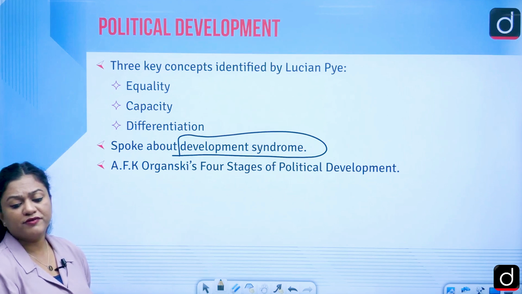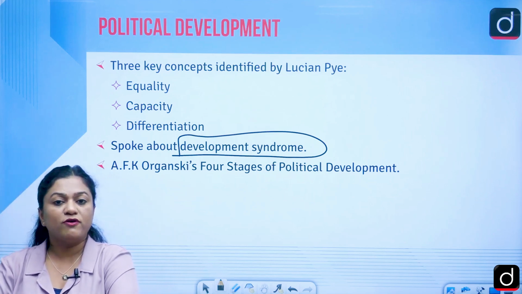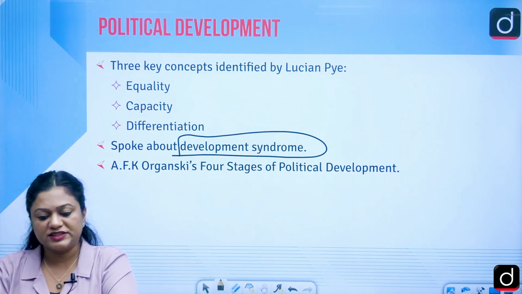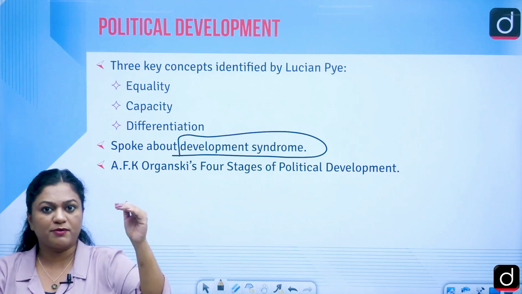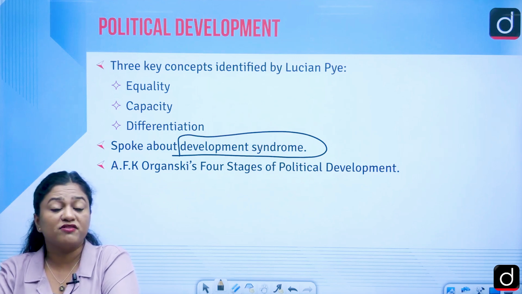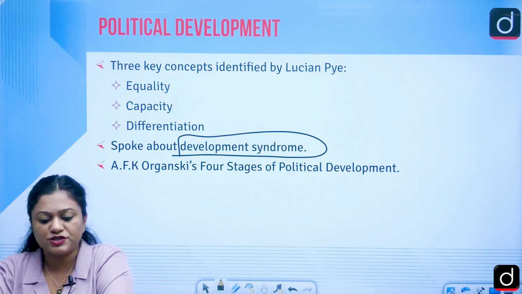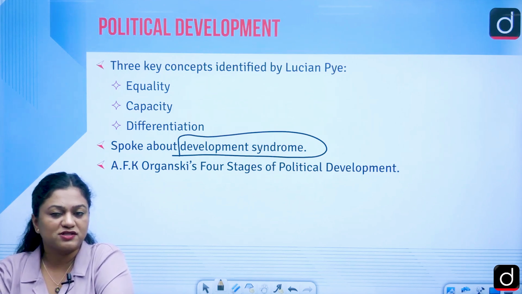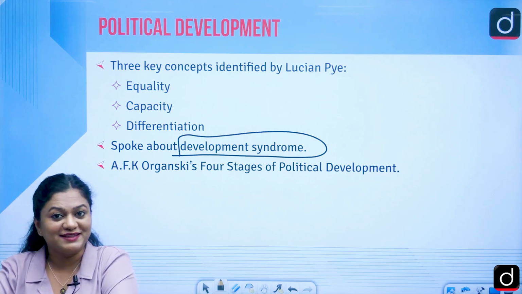Apart from that, we have another thinker, A.F.K. Organski. He spoke about four stages of political development. His book's name is The Stages of Political Development, published in 1965. He spoke about four stages. The first stage is related to the politics of primitive unification. The second stage is associated with the politics of industrialization. The third is the politics of national welfare, and the fourth is the politics of abundance.